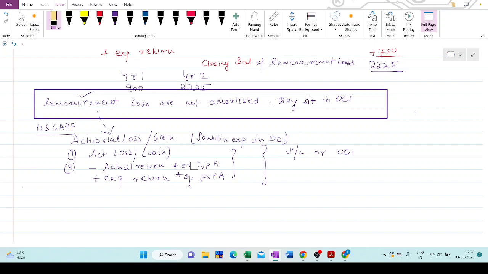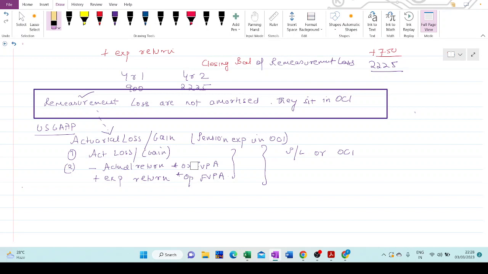Guys, please tell me, do we get to choose the expected return in IFRS? Guys, do we get to choose the expected return in IFRS? We are not allowed to choose the expected return in IFRS. The expected return is my discount rate.